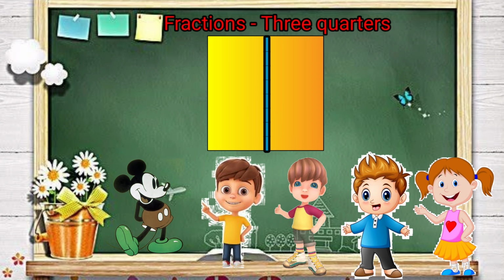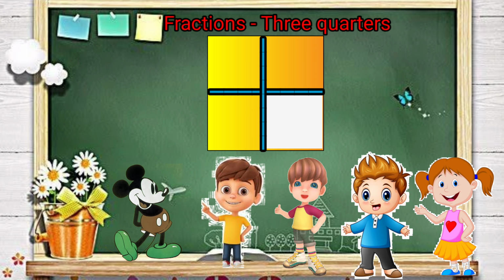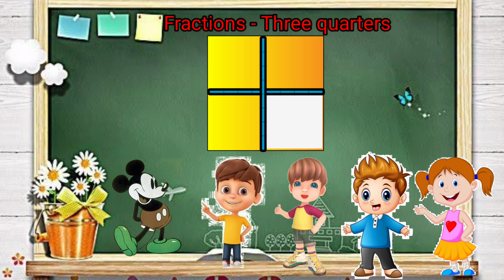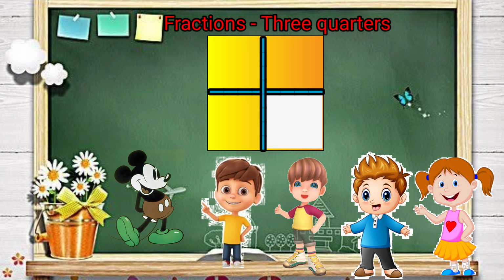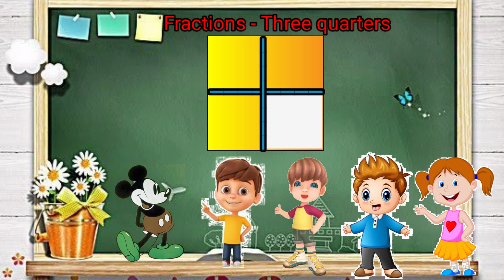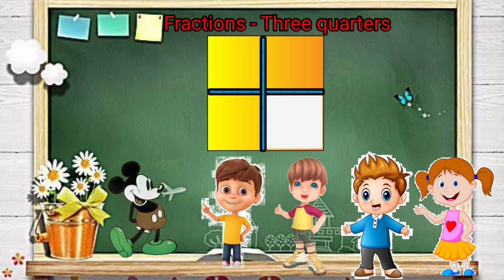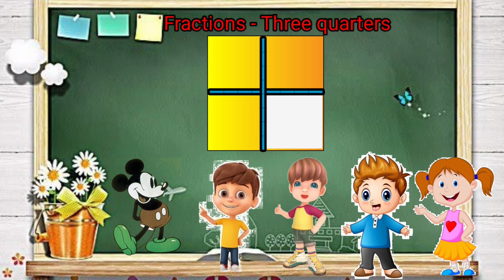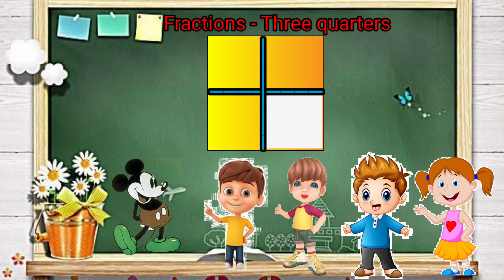Very good. Now see here. 3 of these parts have been colored. In other words, 3 quarters of the paper has been colored. Thus we can say, if a whole is divided into 4 equal parts and we take 3 of them, the part that we have taken is called 3 quarters.